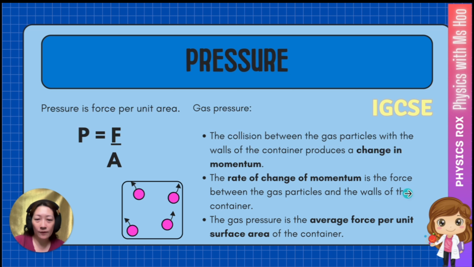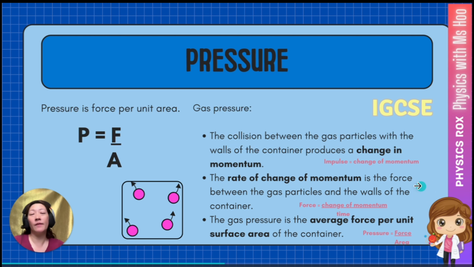And from this force, we'll find that gas can exert a pressure, because gas pressure is the average force per unit surface area of the container. So I'm going to list out the formula here for you to see the relationship from the change in momentum to the force to the pressure. The change of momentum is actually impulse. So force is the rate of change of momentum. The term rate here means divided by time. Therefore, force is change of momentum divided by time, or you can say impulse divided by time. Gas pressure is the average force per unit area, so force divided by area.